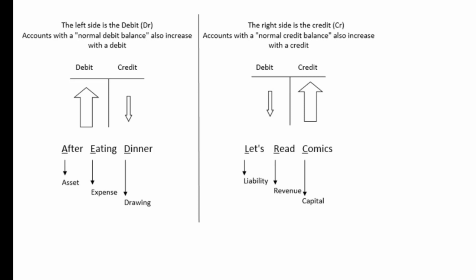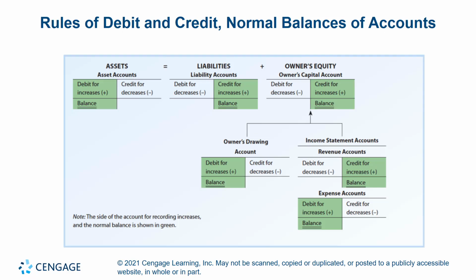However, you actually don't have to remember the second part. Just remember the first part, AED. AED, after eating dinner, assets, expense, drawn, the accounts that increase on the debit side. All other accounts increase on the credit side. Back to the slide here.